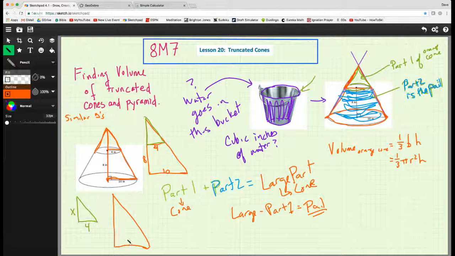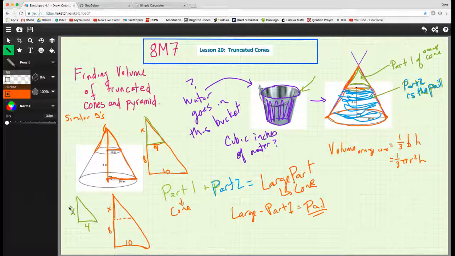Okay, and on this one, this is a 10, and then we have this little piece here. And we know that this is 8, but the whole thing is x plus 8, because this piece is x and this piece is 8. Right? So this whole height from here to here, that whole thing is x plus 8, because this piece is x, this piece is 8.